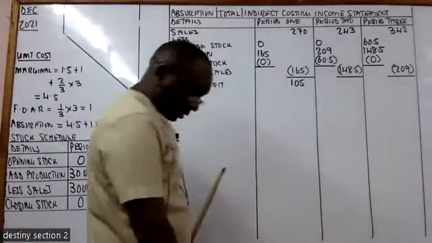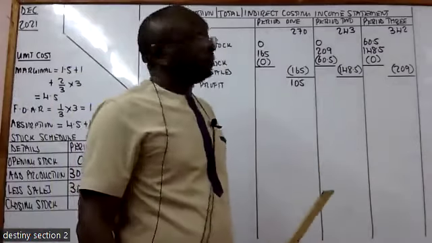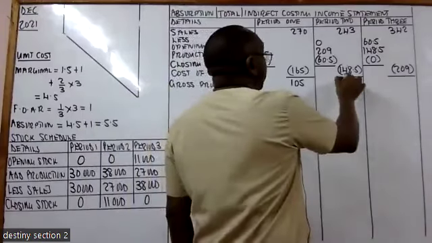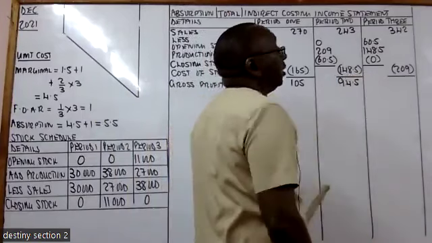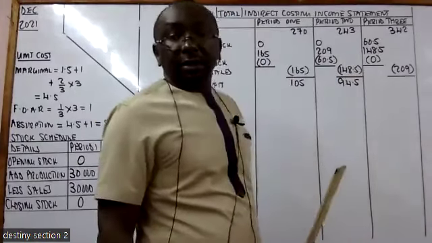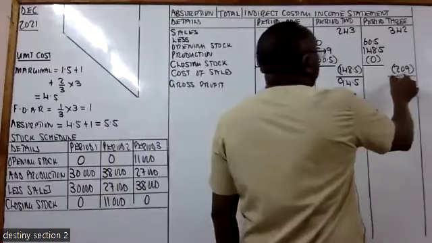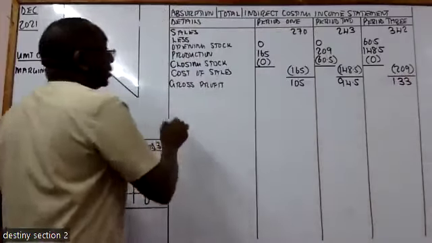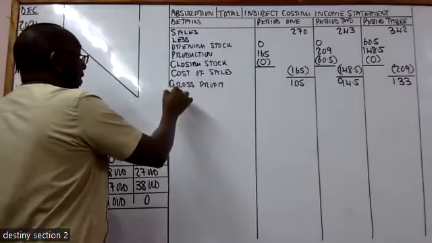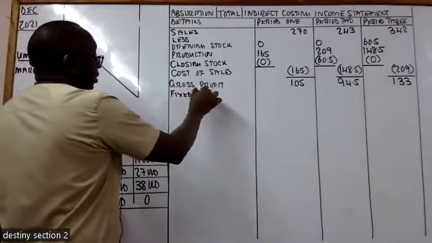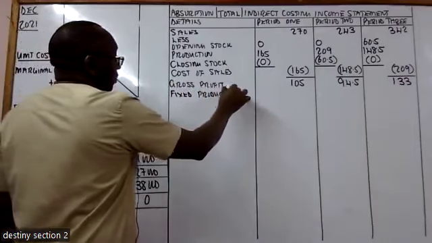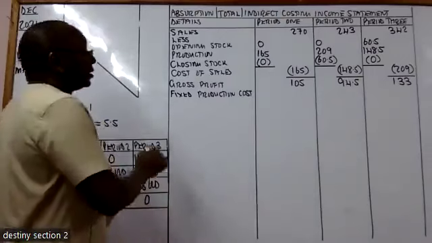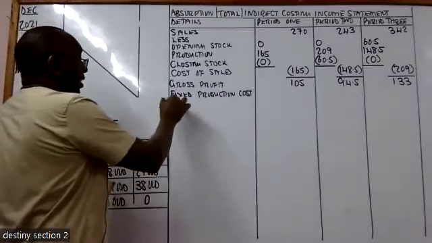The next one is what? $94.5. And the last one is 133. Haya, kutoka hapo sasa tunaleta fixed production costs. In the fixed production costs, we bring the absorbed.